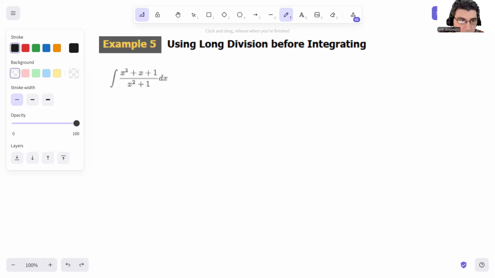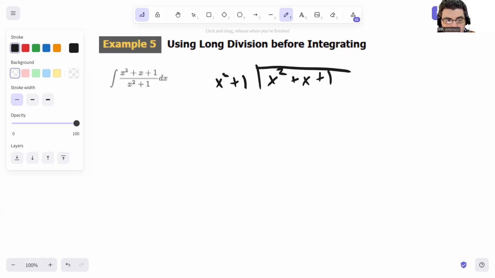So here's an example where we have an improper rational expression where the numerator's degree, x squared, is equal to the denominator. So we're going to use long division here, and I'll remind you how to do this. You have x squared plus x plus 1, and we're going to divide that by x squared plus 1. So we have to think, x squared times what gives us x squared? Well, just 1. So you put a 1 above the 1 column, and then you multiply 1 times x squared plus 1, and you get x squared plus 1.